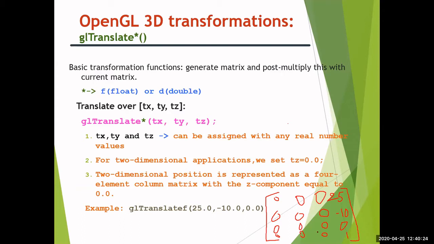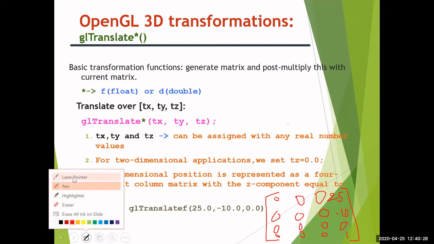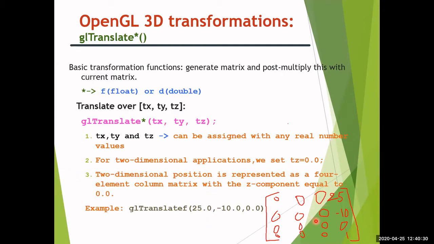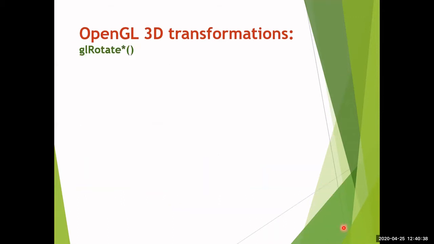So this is a 4 cross 4 matrix. Even though it is 2D, it is not a 3 cross 3 matrix. It is a 4 cross 4 matrix. Our Z value will become 0, so we should not worry about the Z value to use.